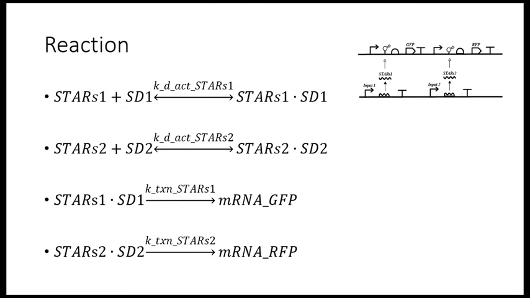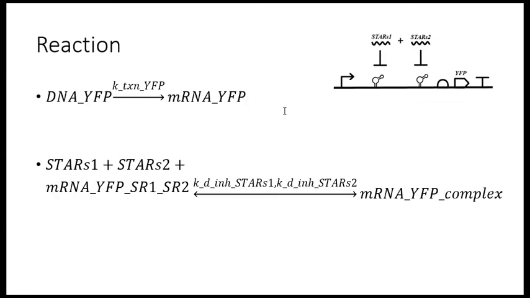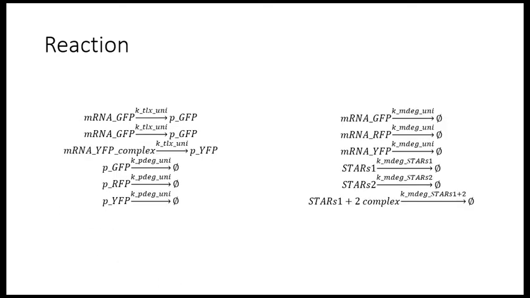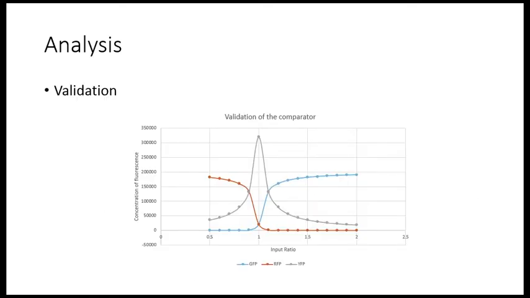STARS1 and STARS2 can bind with the activation elements between coding sequences to activate the transcription of downstream genes. And also they can bind with the inhibition elements to inhibit the translation process here. And I wrote differential equations to describe how the whole process works, and also for processes like translation and degradation. Then I used MATLAB to simulate the whole process.